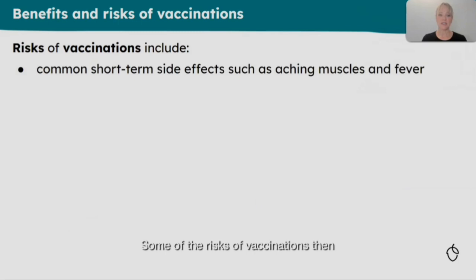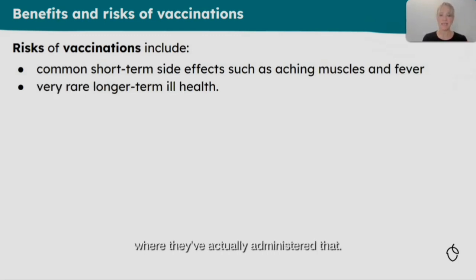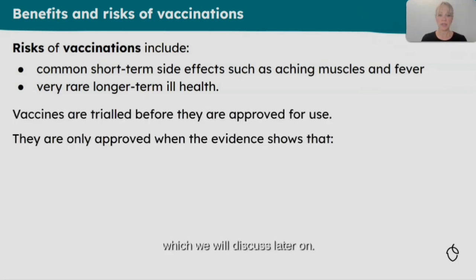Some of the risks of vaccinations can be short-term side effects such as aching muscles or fever. You may have had a vaccination before where your arm hurts in the location where they've administered it. There are very rare long-term ill health symptoms, which we will discuss later on. But vaccines are always trialled before they are approved for use. They will first of all be tested in a lab. They will then have had some animal testing and then they will have had human testing. So they would have gone through a really robust trial system.